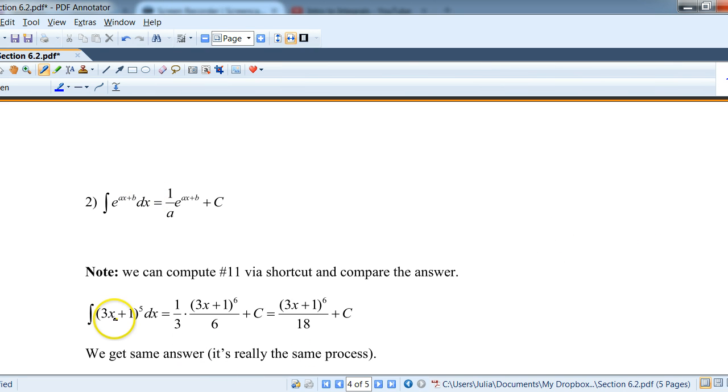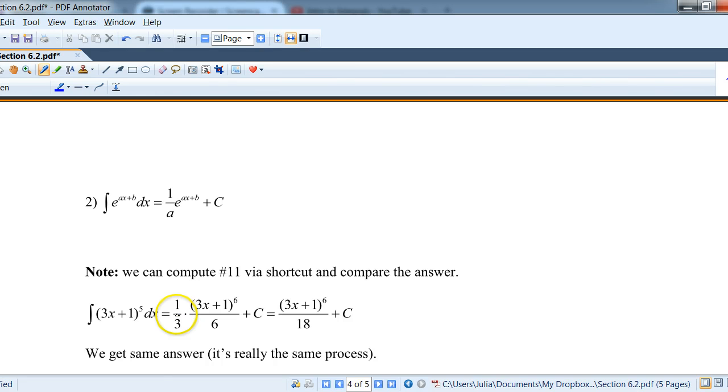And if you do the one above it, it's really the same thing. This is the example, (3x plus 1) to the 5th power. Well, it's times 1 over the derivative, which is 3, which is the same thing as when we divide by 3 with a du. It's really the same kind of process. And then it becomes (3x plus 1) to the 6th power over 6, and then we get the same answer as above. So notice it's quicker. It's a little bit harder to see why that is, but if you've done u substitution a few times, you will definitely see why.